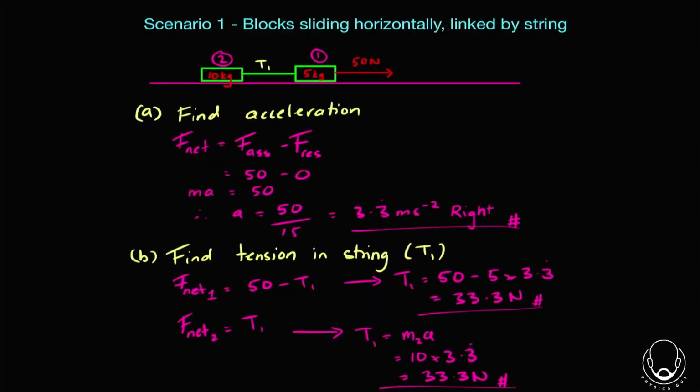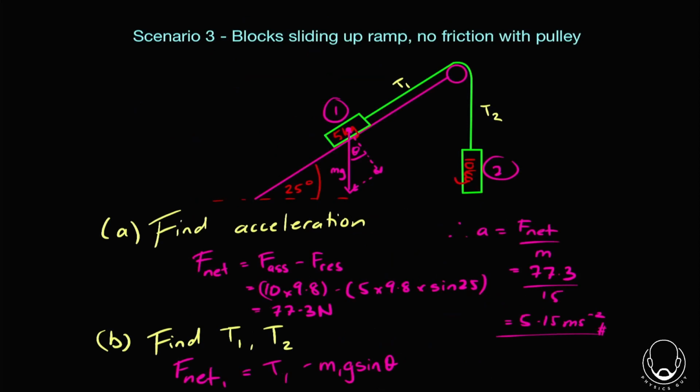Now when we rearrange this to find the subject, so we want to try and make T1 the subject, we get T1 is going to be m1a plus m1g sine theta. Okay, so once again, you've got all these values. So we've got 5 times 5.15 plus 5 times 9.8 sine 25. Okay, and when we solve for that, we get our T1 force of about 23.7 newtons.